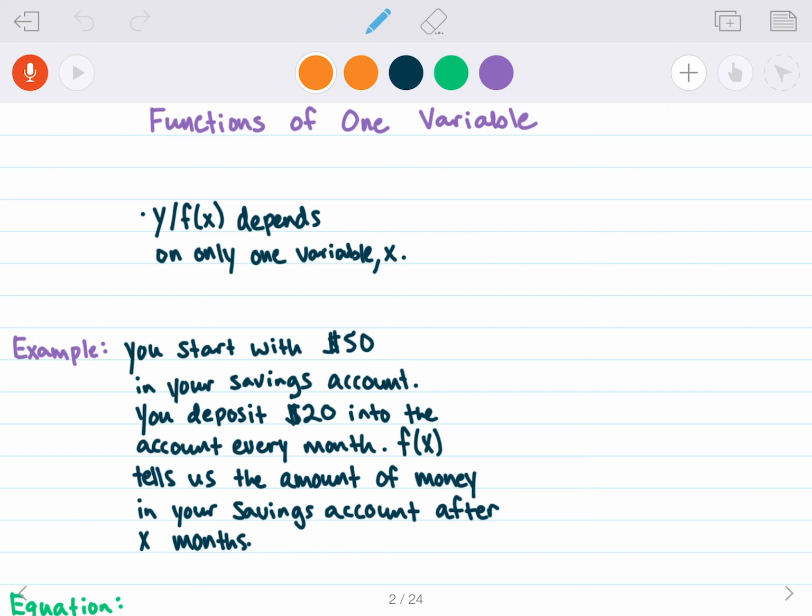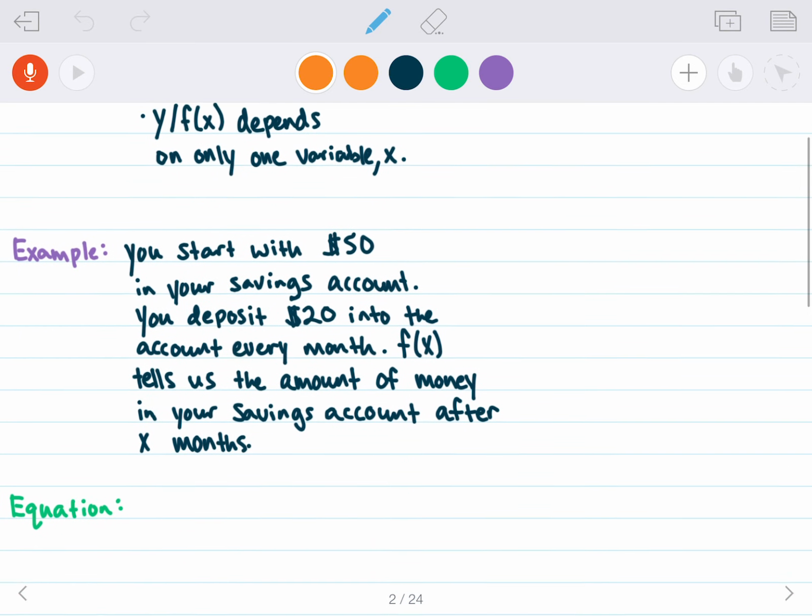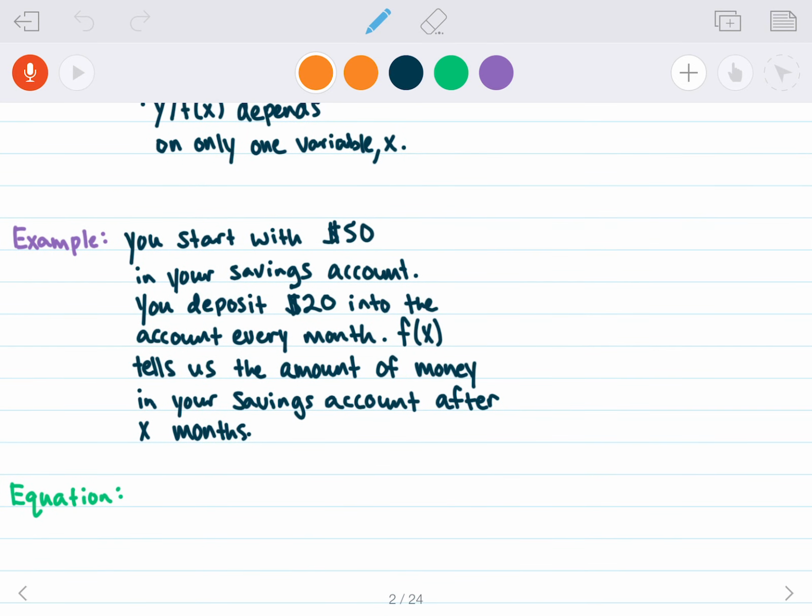So let's take a look at an example that you've probably seen before. You start with $50 in your savings account. You deposit $20 into the account every month. And so the output f of x tells us the amount of money in your savings account after the input x months.